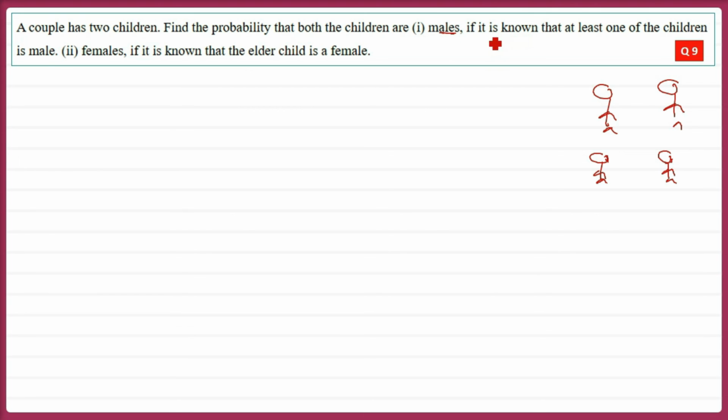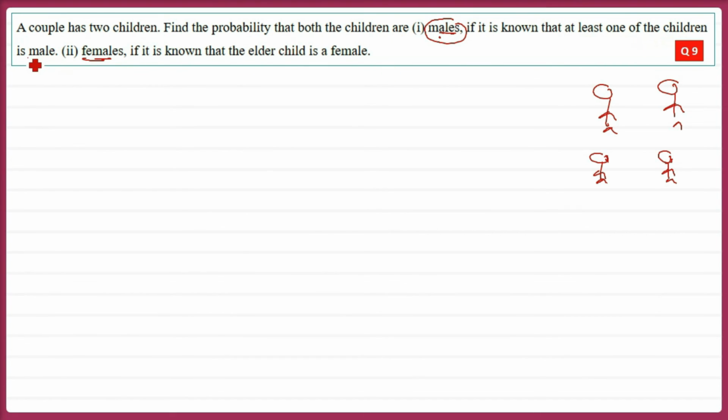We have to find the probability that both the children are males and both the children are females, when the condition given in the first case is that it is known that at least one of the children is male. The second one is both the children are females if it is known that the elder child is female. So when the question comes like this, if it is known, given that, all this demands the conditional probability. The conditional probability has to be there.